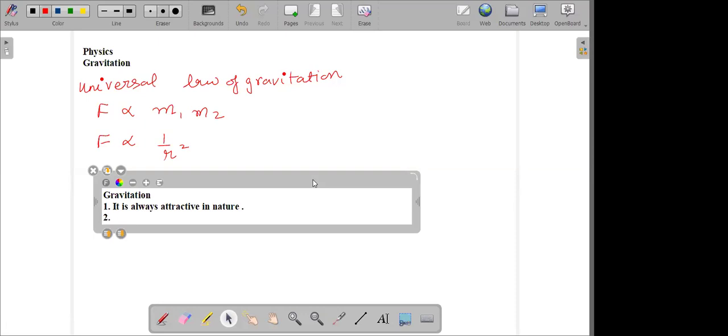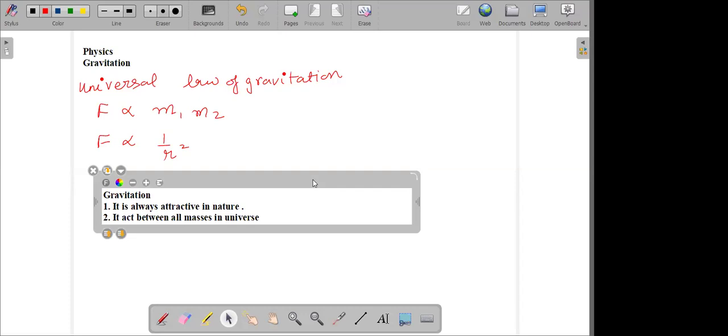And the second point about gravitation is that it acts between all masses in the universe. So wherever you have a mass, you will have the force of attraction between two bodies. For example, on the earth, if you have two people standing, I can say that the two people are attracting each other. Any two bodies, it can be even a proton and an electron, they also have gravitational forces of attraction between them. So the gravitational forces of attraction are there between all the bodies in this universe.